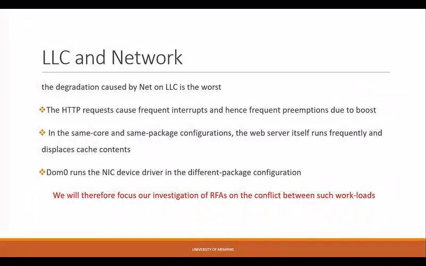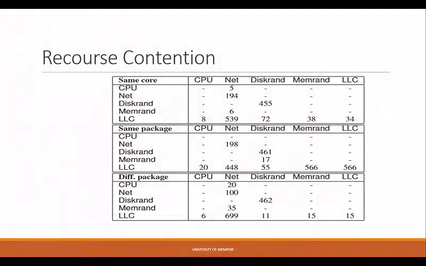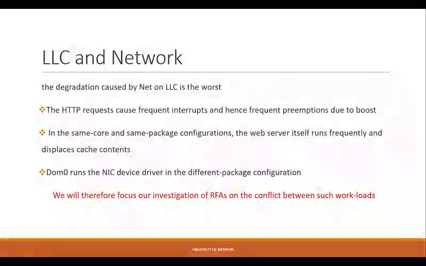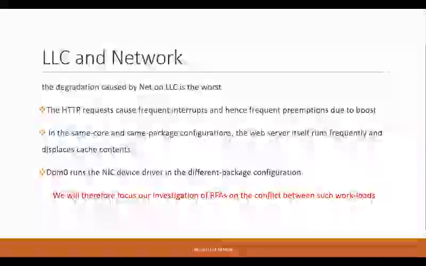So because the network has the worst effect on LLC, that will be the resource of interest during their experiment. And the degradation caused by the network on the LLC is caused by these reasons. The HTTP requests cause frequent interrupts and hence frequent preemption due to boost. And boost is just, as we said before, we have fair sharing and some sort of priority. We are giving the highly intensive input-output machines priority to use the CPU.